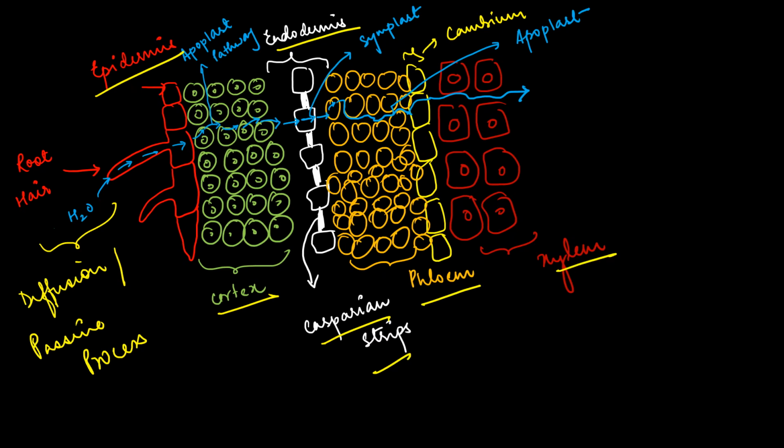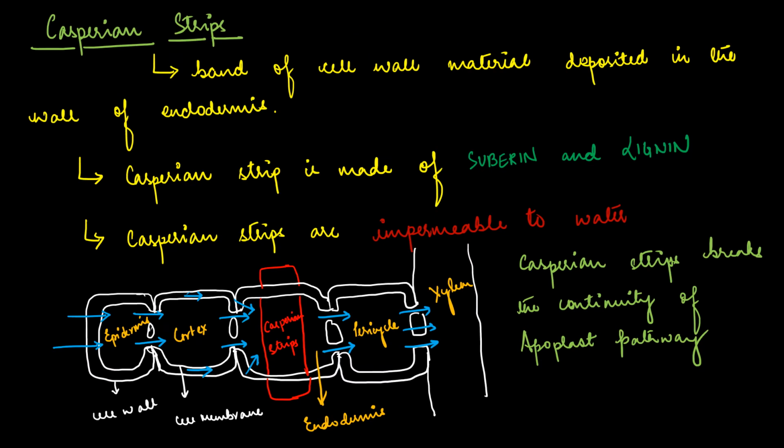We will see now in detail this part. Clear? So here, Casparian strips. Out of epidermis, cortex, endodermis, we need to know a specialized cell which is present within the endodermis, that is known as Casparian strips. Why do we need to know about these cells only? Because they have a function which is unique from the rest of the other cells, right? So we'll see this now.